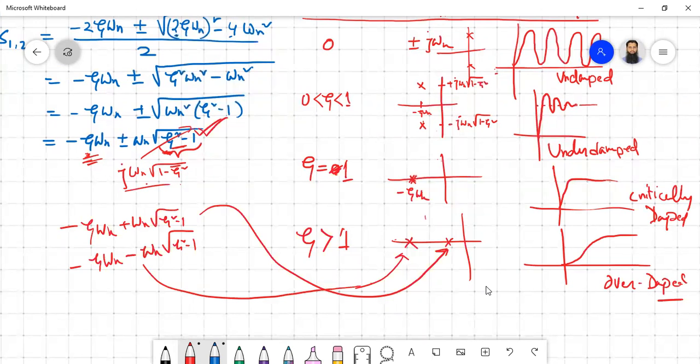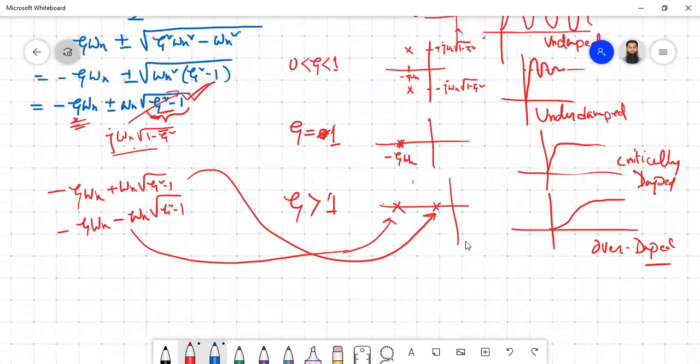Okay, so this is how pole location is actually related to your zeta. Based on these values of zeta, we can easily predict the system behavior. If the value of zeta is 0, the system is oscillatory or undamped. If the value ranges in between 0 and 1, then it is underdamped, a damped oscillation going to the final value. Then you have the other two cases: zeta equal to 1, critically damped, and zeta greater than 1, overdamped.